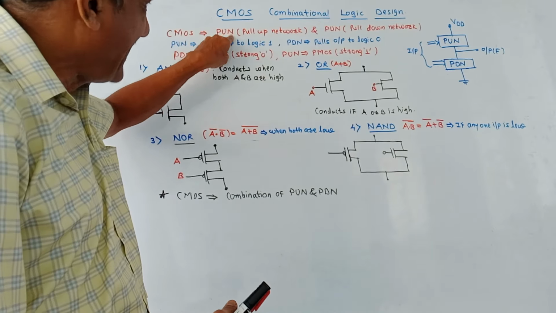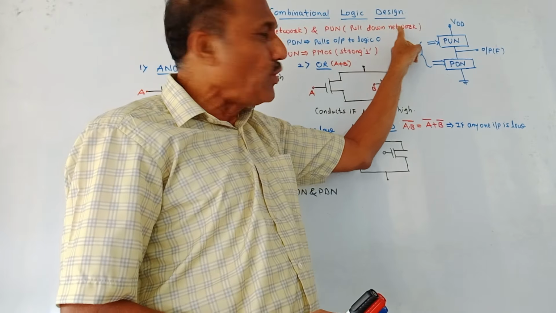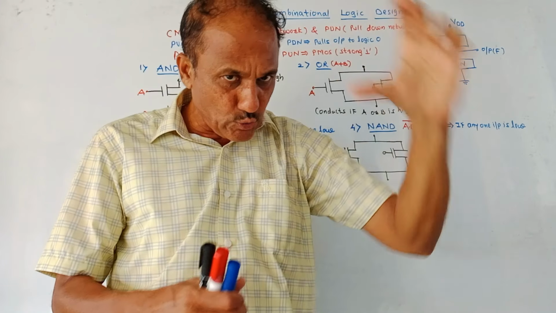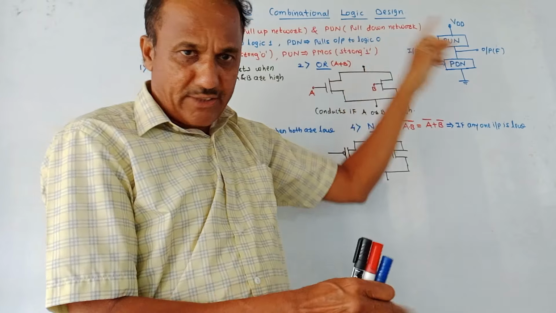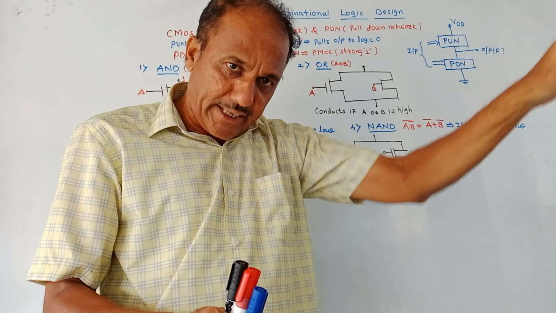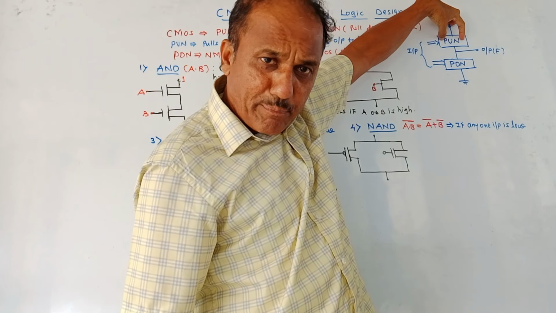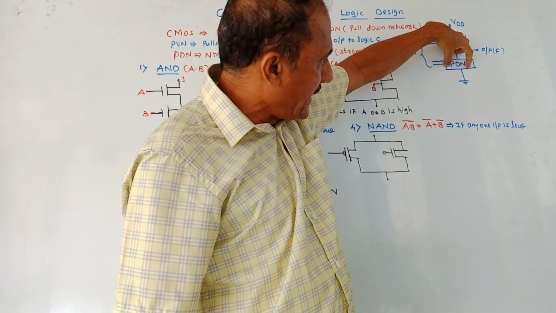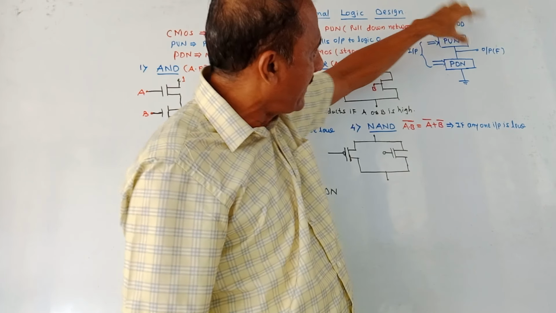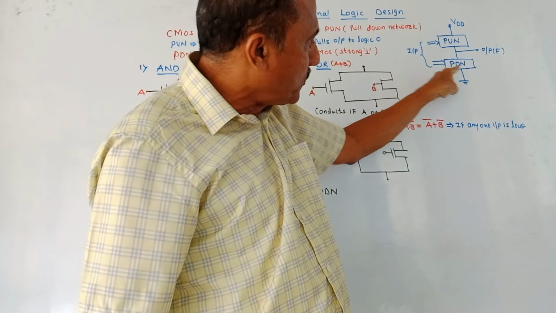So basically complementary MOS is a combination of two networks. First is PUN, that is pull up network. Second is PDN, that is pull down network. These two networks are connected one after the other as shown in this diagram. This part represents the network containing PUN. Second part is the network containing PDN. Input is applied to both the pull up network as well as the pull down network.